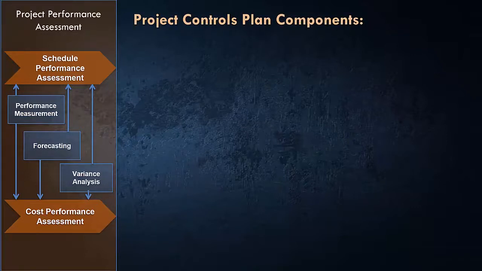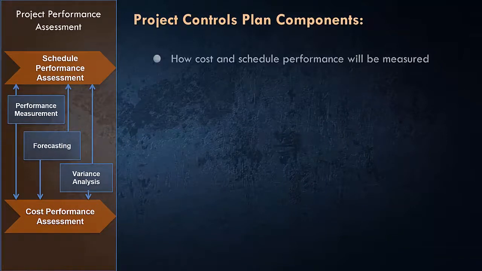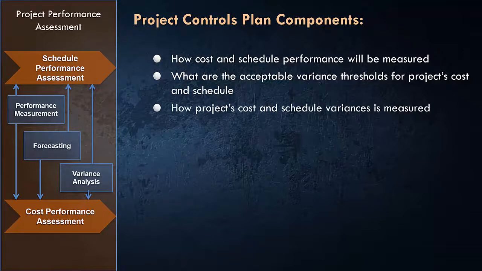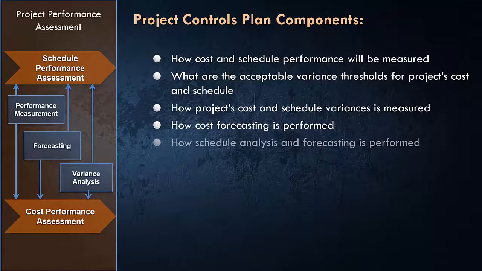The next stage is project performance assessment. You need to address how cost and schedule performance is going to be measured in your project, especially if you're using earned value management. And what are the acceptable variance thresholds for your project cost and schedule variances? How project cost and schedule variances are measured, and how cost forecasting is performed, and how schedule analysis and forecasting is performed.